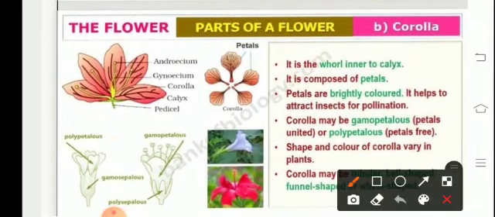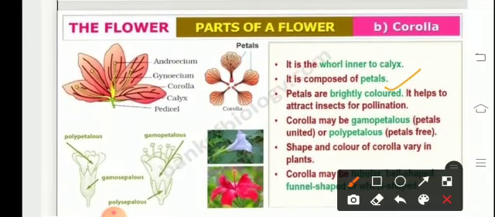Corolla. The inner to calyx is corolla. It is composed of petals which are brightly colored that help to attract insects for pollination. Pollination, what is pollination now? It can be defined as the process of transfer of pollen grains from the male part to the stigma, that is the female part of the plant.